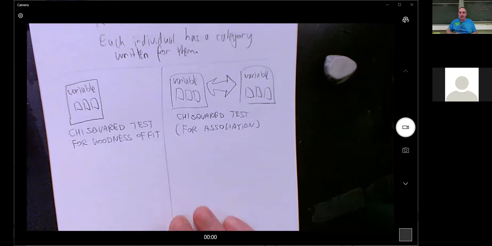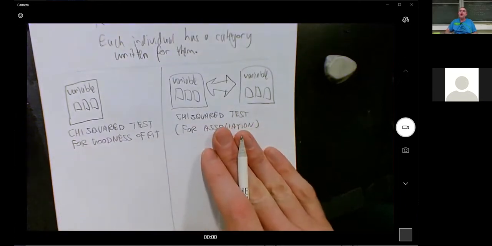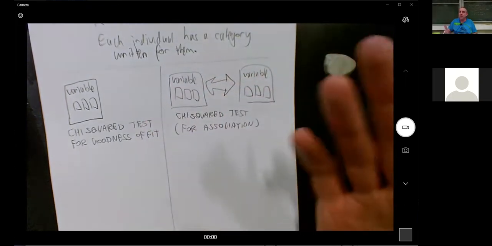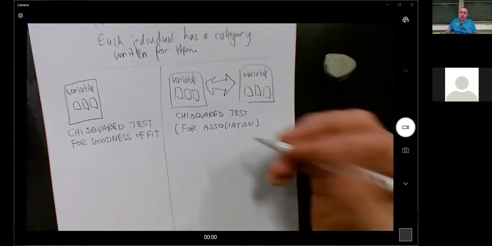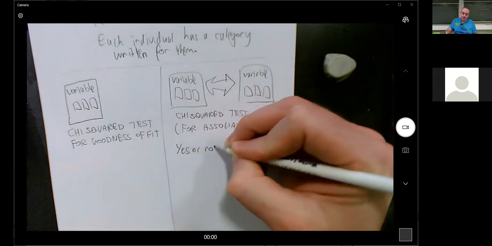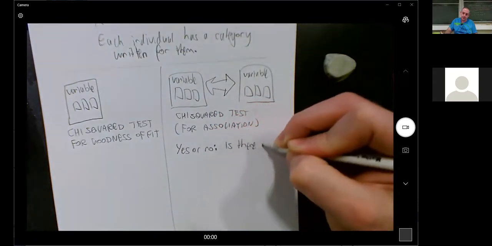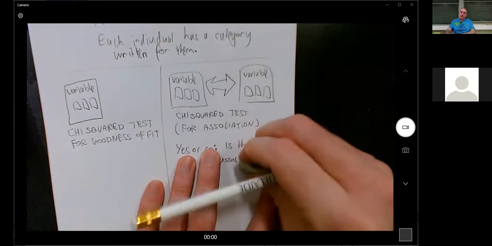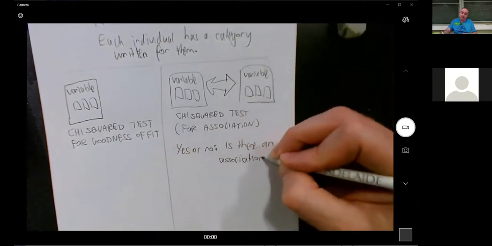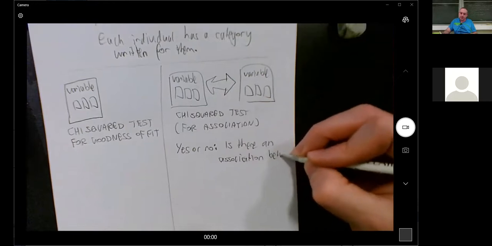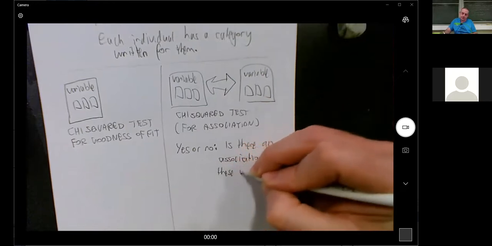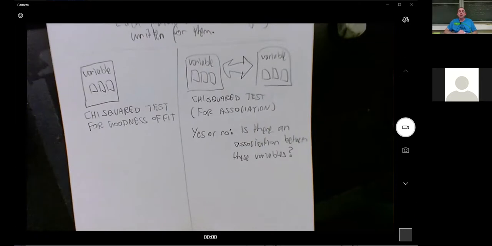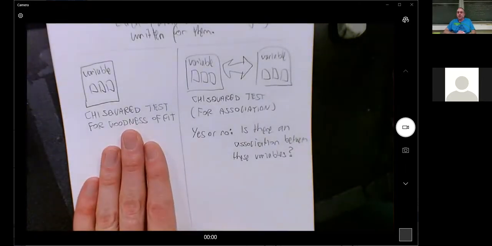Okay. So this answers the question: is there a relationship between these two variables? It's a yes or no question. All hypothesis tests answer yes or no questions. The official word you use is association, but in my head, it's relationship. And this one is also a yes or no question, because that's what they're for.